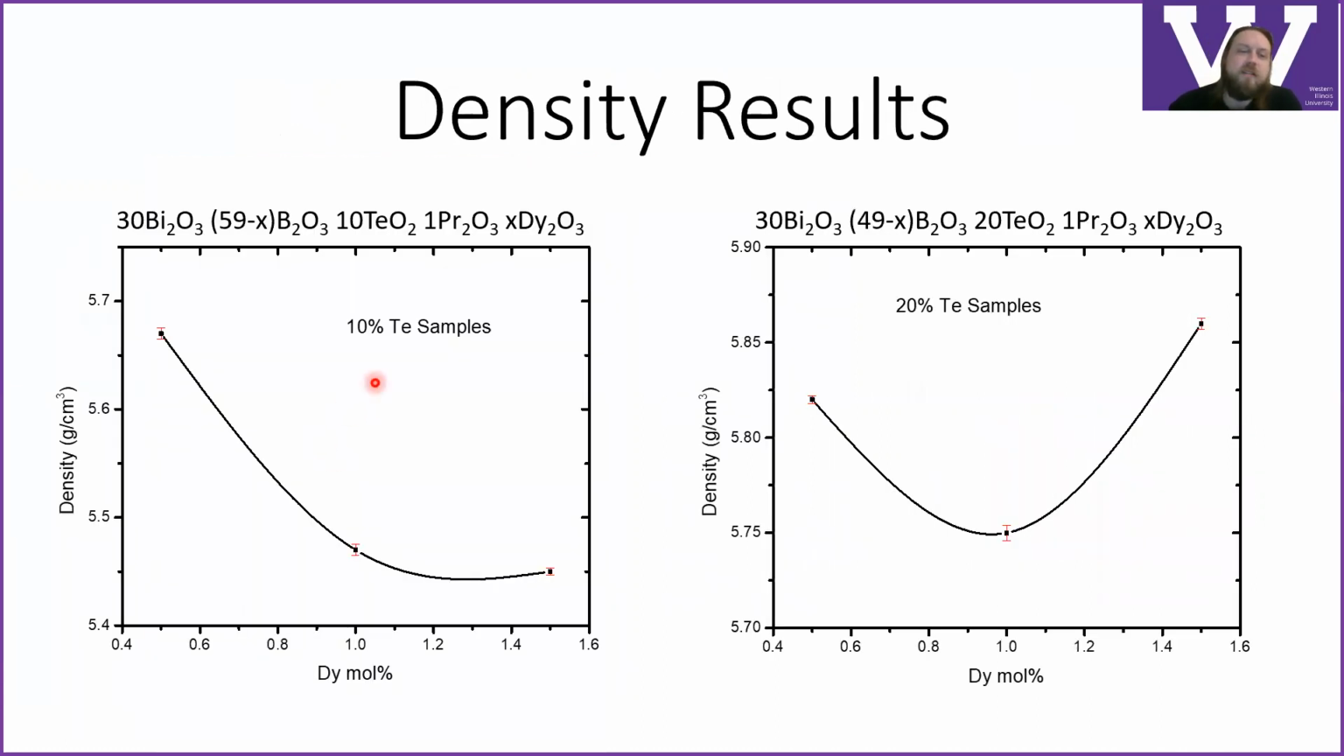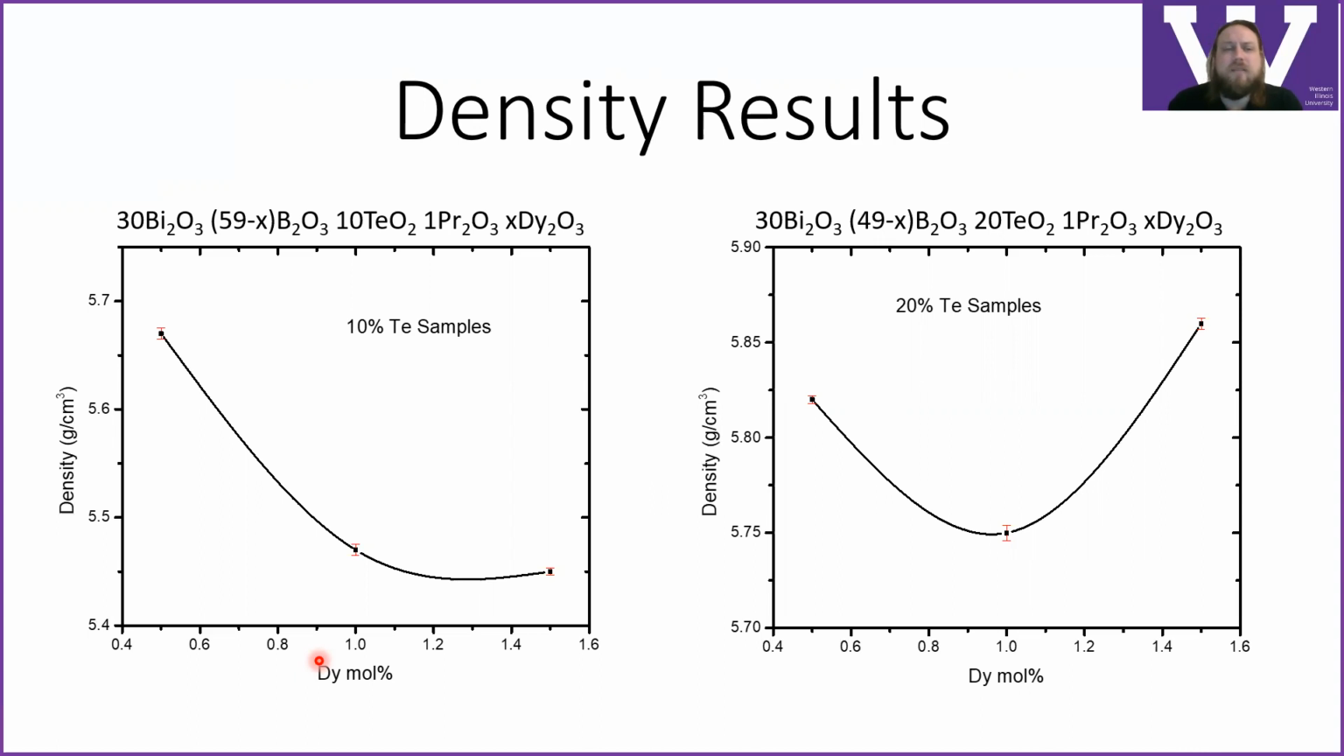When we do so, you'll see for the 10% tellurium samples here, you'll have a decrease in density as we increase the dysprosium content, which is interesting because the dysprosium is a heavier molecule than the borate that it's replacing. So as we increase dysprosium, we're decreasing borate slightly. So we're increasing the mass. So when you increase the mass, you would think that the density would increase as well. But since it's not, we can say that the structures around the dysprosium, the structure within the glass, are creating more volume to accommodate for this extra mass.